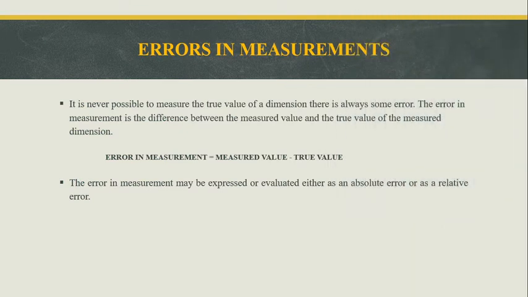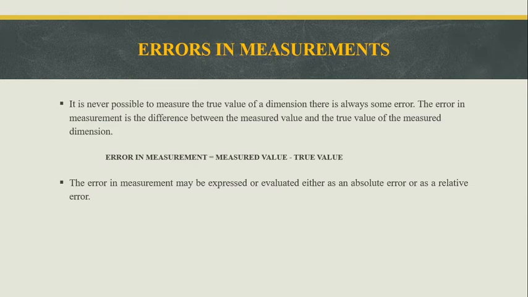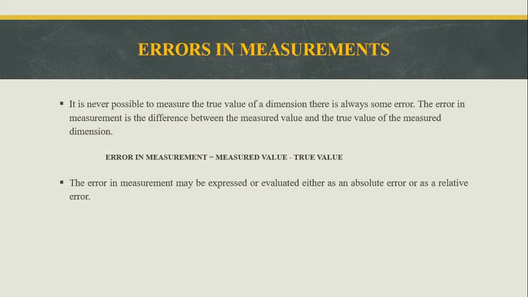Okay, the next topic is errors in measurement. Error is nothing but the difference between the measured value and the true value. The difference between the measured value, the value which we measured on a particular element, and the standard value is called error. It is the difference between the measured value and the true value of the measured dimension. It is never possible to measure the true value of a dimension. There is always some error.